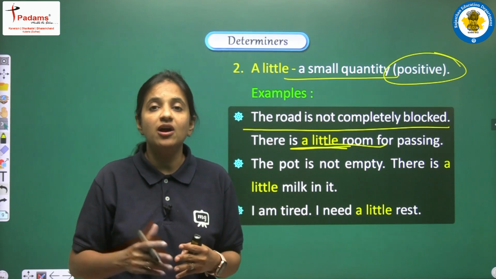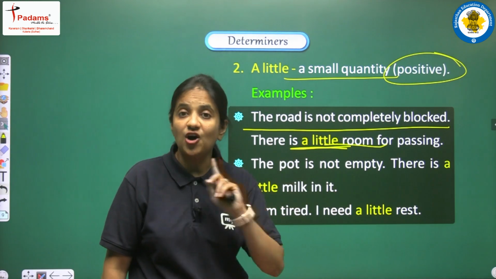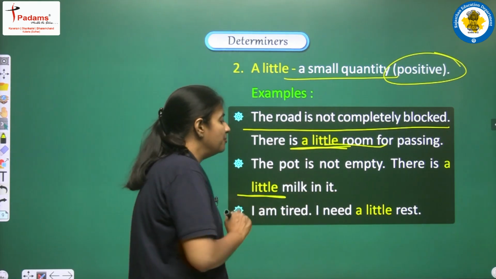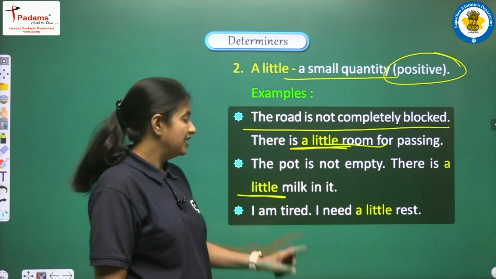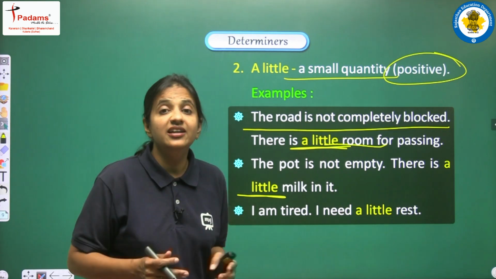So it will be little. But now here we are saying that the pot is not empty. It means that still there is a little milk in it. Next example, I am tired. I need a little rest.